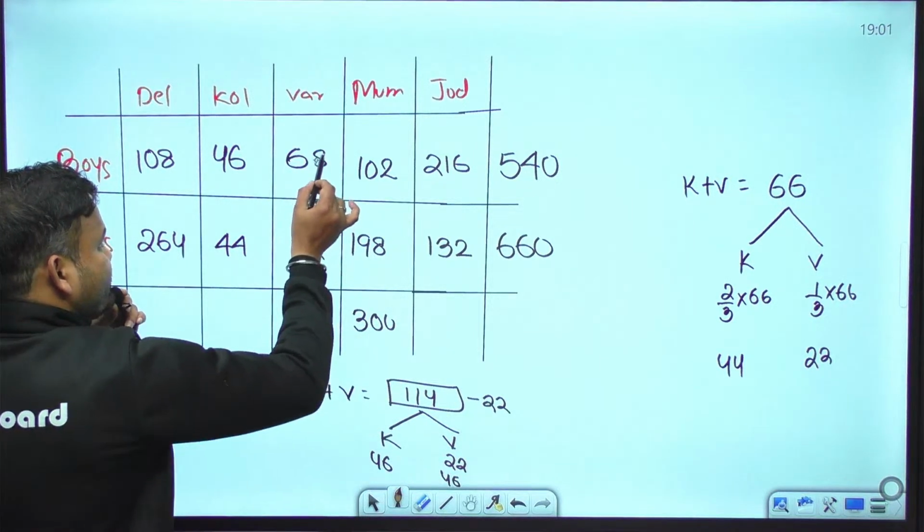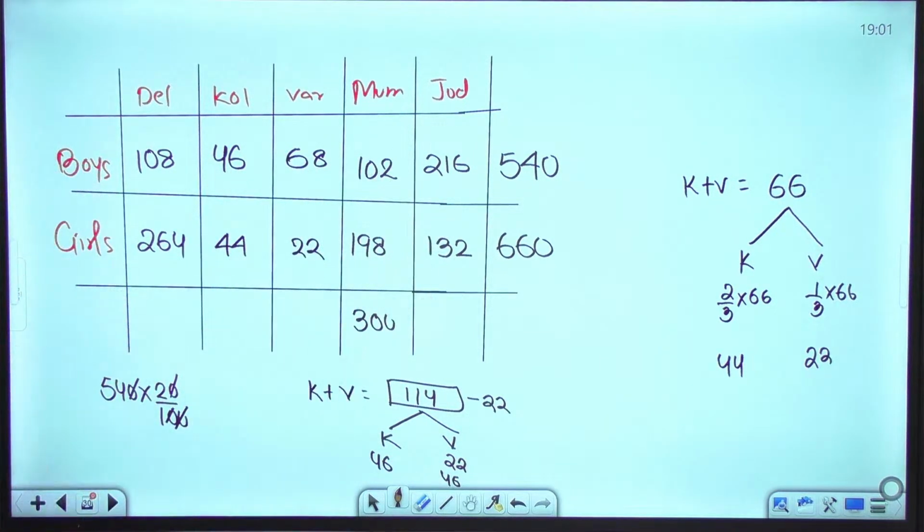So we are done with this part. You should be getting this. So this should be the diagram: 108, and 46 and 68, 102 and 216. Then we have 264, 44, 22, 198 and 132. So this will be the answer. This will be the result.